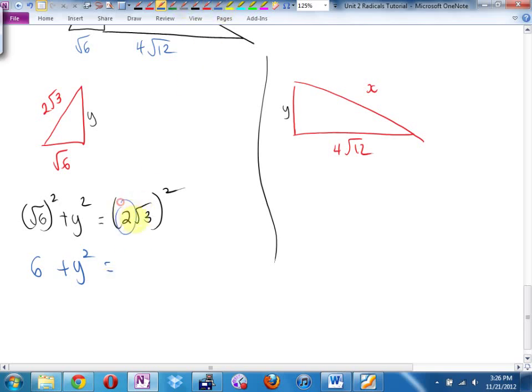What's 2 squared? What's root 3 squared? No. What's root 3 squared? 3. It's root 3. What's right?